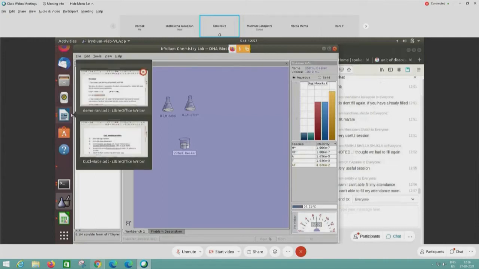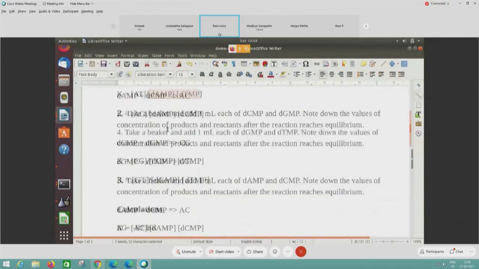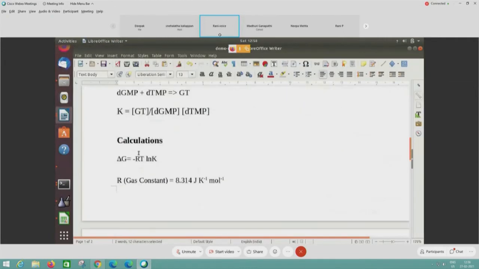So for this we will use the standard equation. We will say delta G is equal to minus RT ln K, where R is the gas constant, T is the temperature, and K is the equilibrium constant. Is everyone following me? Should I repeat?